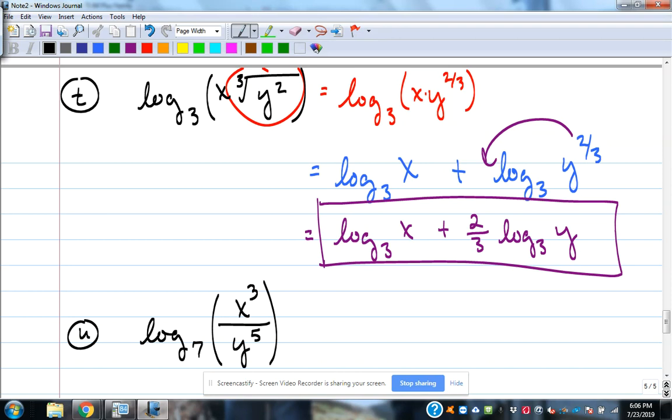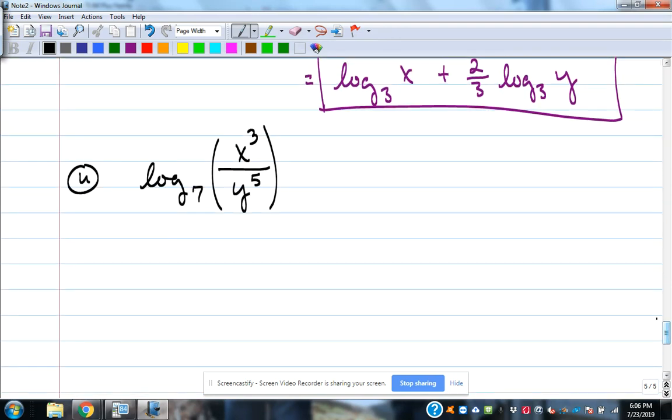Log base 7 of x to the 3rd over y to the 5th. Well, the big thing is it's a division problem, right? Because it's a big fraction. So if it's a division problem, what's it going to turn into? A subtraction problem. So the top minus the bottom. So log base 7 of x cubed minus log base 7 of y to the 5th.